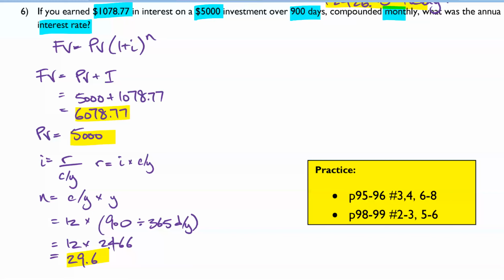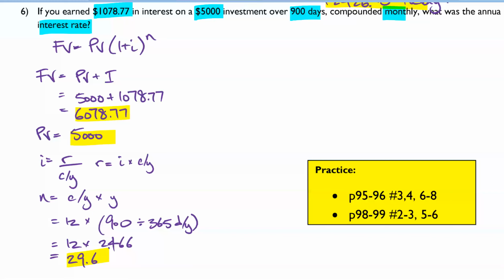And then it also wants to know N, which is compounds per year times years. 12 compounds per year because it's monthly, times the years. I have to convert that to years, right? Because it's in days. So 900 days divided by 365 days per year gives me roughly 2.466, which is 29.6 total compounds. Okay, so that takes me up until getting all the variables.